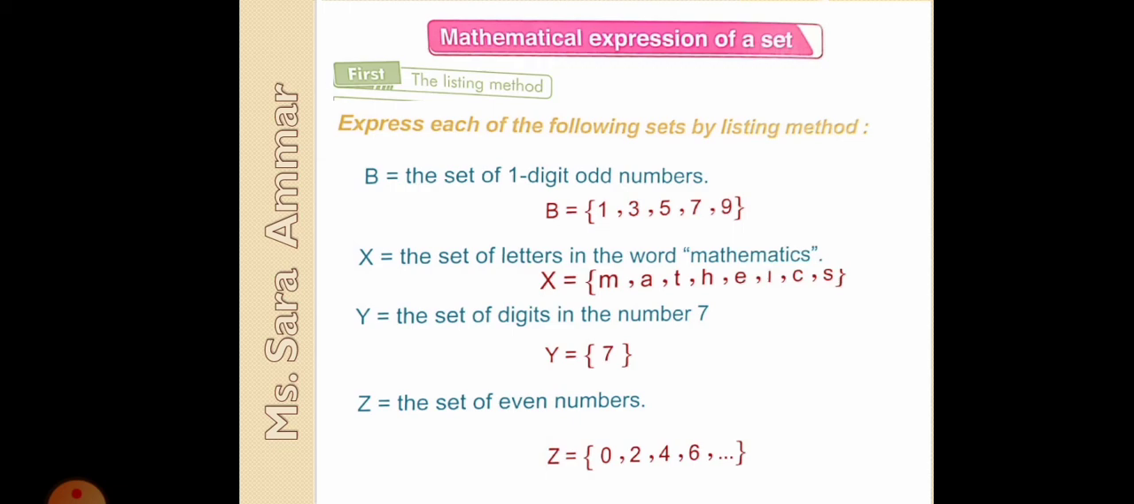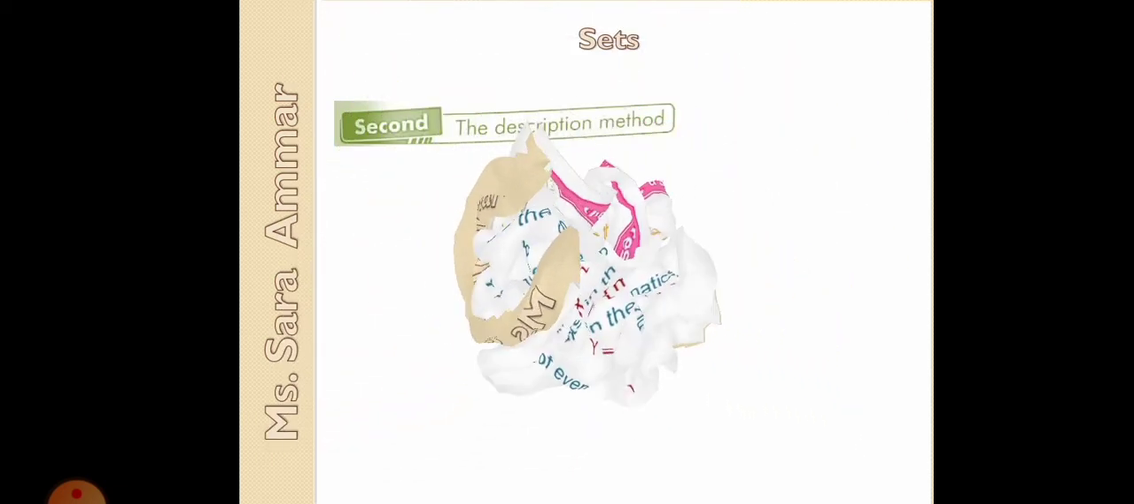Now we're going to do the opposite. We have the description method, which you have the set as a listing method and we want to write it in description method. Description from the verb describe. When you describe something, you use words, like making a sentence. So again, we're going to start with the name of the set, capital, which is X. So we write X equal. Then we start to describe the elements inside of the set.